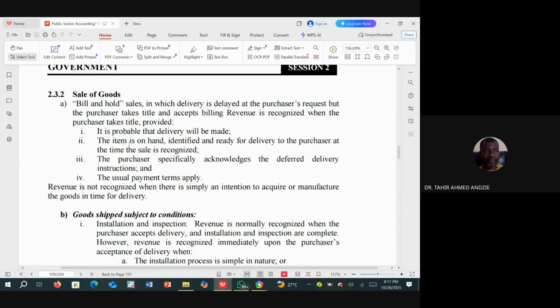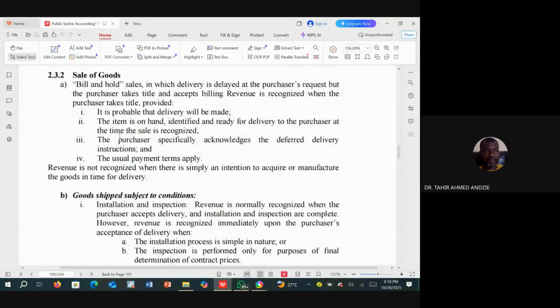That is the issue. The item is on hand, identified, and ready for delivery to the purchaser at the time the sale is recognized. So at the time the customer is buying, or you have billed him and he has paid, if you have the goods and everything is ready, except that the customer himself has delayed the delivery, then in that case you can recognize revenue. The purchaser specifically acknowledged the deferred delivery transaction, and the usual payment terms apply. So these are some of the conditions.